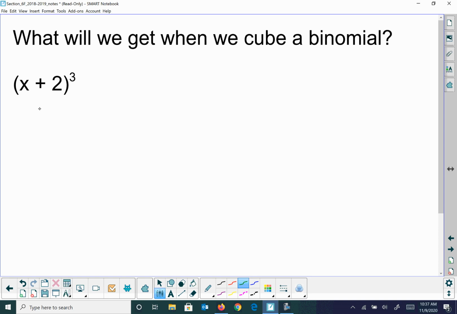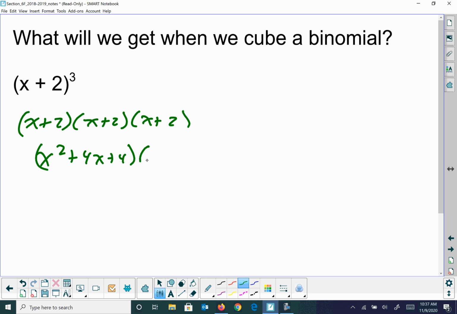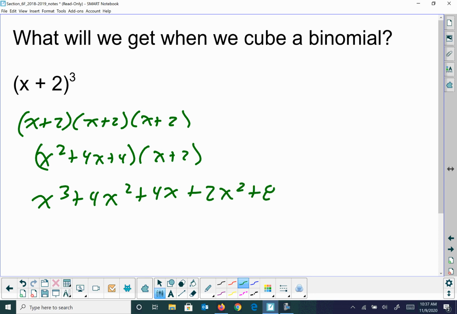What do you get when you cube a binomial? Well, that's x plus 2 times x plus 2 times x plus 2. So you get x squared plus 4x plus 4. And then you multiply by the other one. It's the same idea. You combine like terms. 12x plus 8. Same idea.